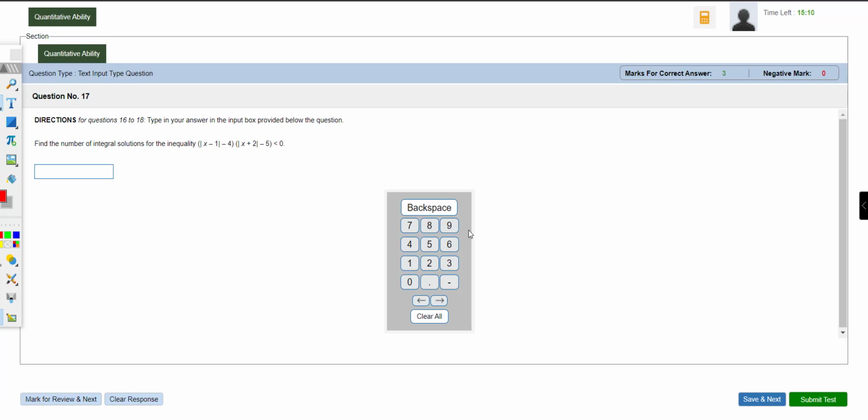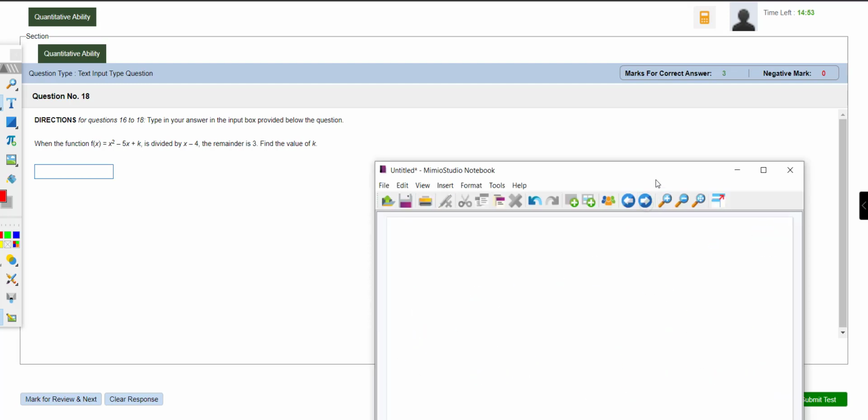Okay, find the number of integral solutions for the inequality. This will be lengthy, let's ignore it. After this, when the function f of x is divided by x minus 4, the remainder is 3. Very easy question. Find the value of k.